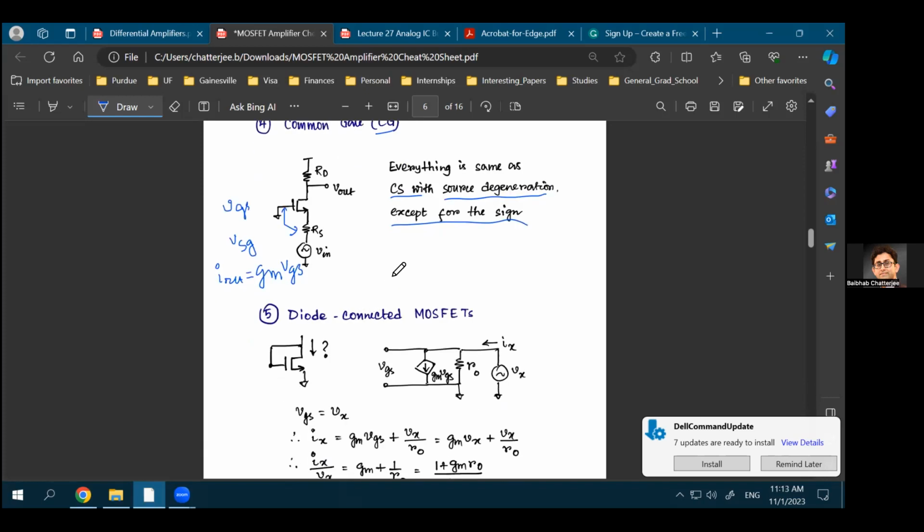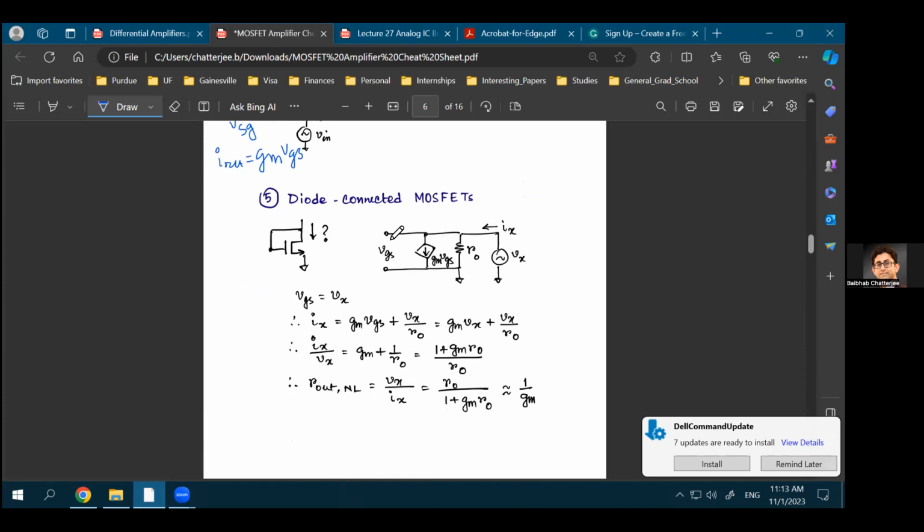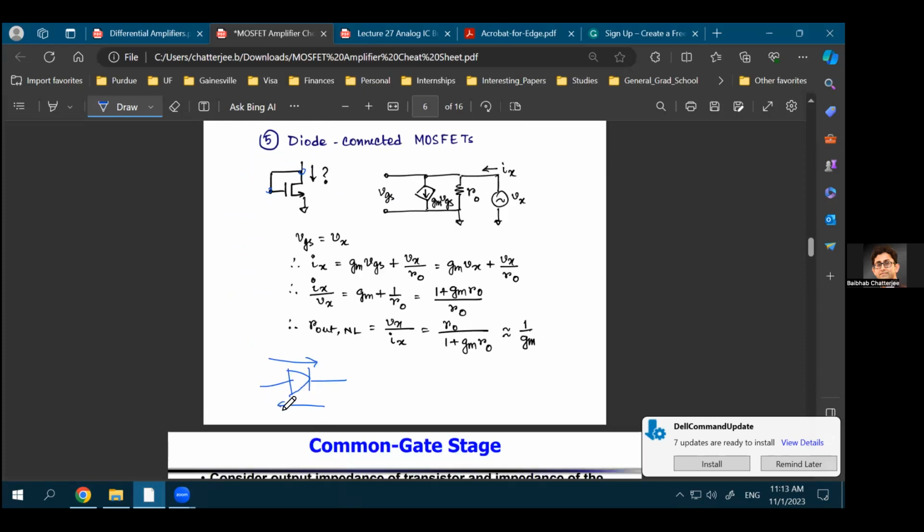Okay. Diode connected MOSFETs, again, something that we have seen before: if you connect your gate and drain together, this is called a diode connected configuration. Why is it called a diode connected configuration? Again, that's because in a diode, what do you expect? You expect the current to flow in one direction, but you don't expect the current to flow in the other direction. So in this direction, current cannot flow.